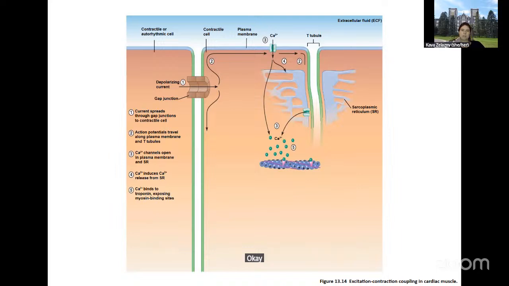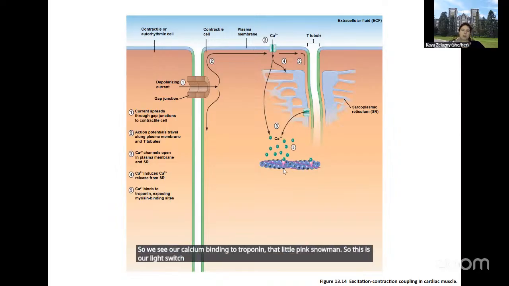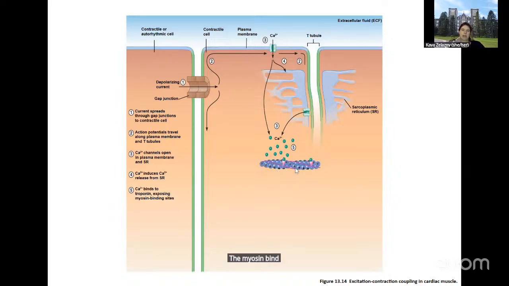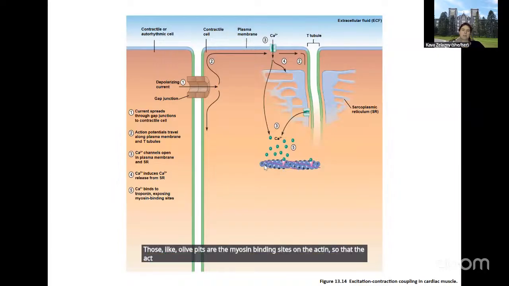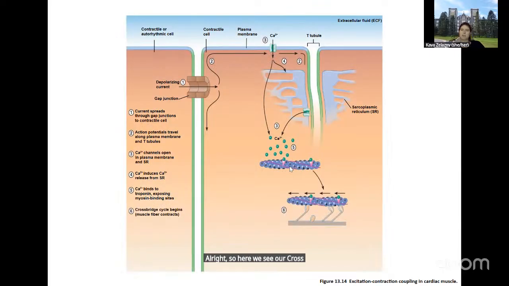Okay. So then we have our cross-bridge cycling. So we see our calcium binding to troponin, that little pink snowman. So this is our light switch for turning on the myosin binding sites on actin. So this blue-purple guy is our actin. Those like olive pits are the myosin binding sites on the actin so that the actin and myosin can hold on to each other. All right, so here we see our cross-bridge cycling. So this is when the cell would actually be getting shorter, aka contraction.